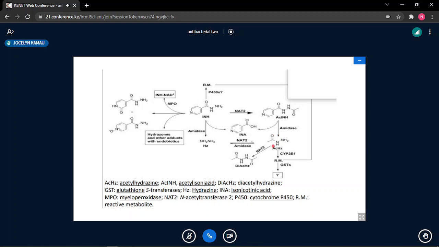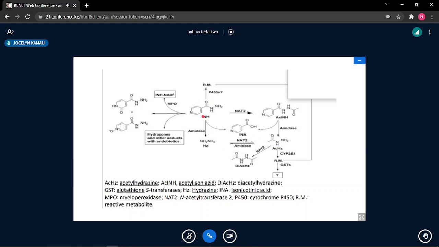Again, the acetyl hydrazine can undergo hydrolysis, because you can see it's a hydrazide. It can undergo hydrolysis at this position to release your acetyl group, and that's how we are getting our hydrazine. And of course, our hydrazine itself also, these are reversible reactions, and acetyl transferase again gives our acetyl hydrazine.